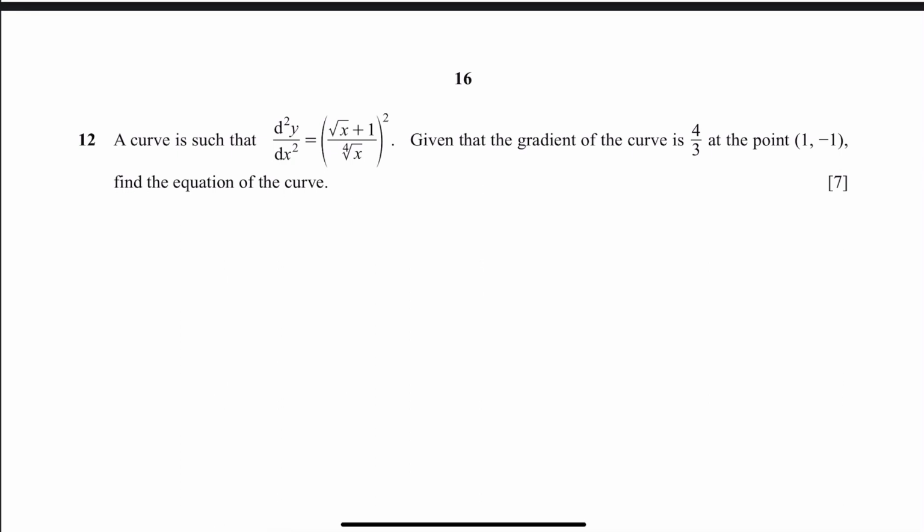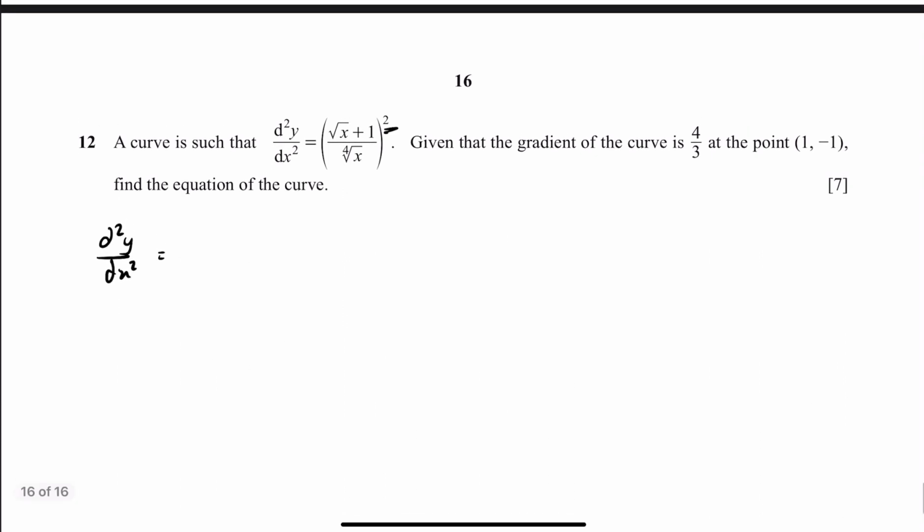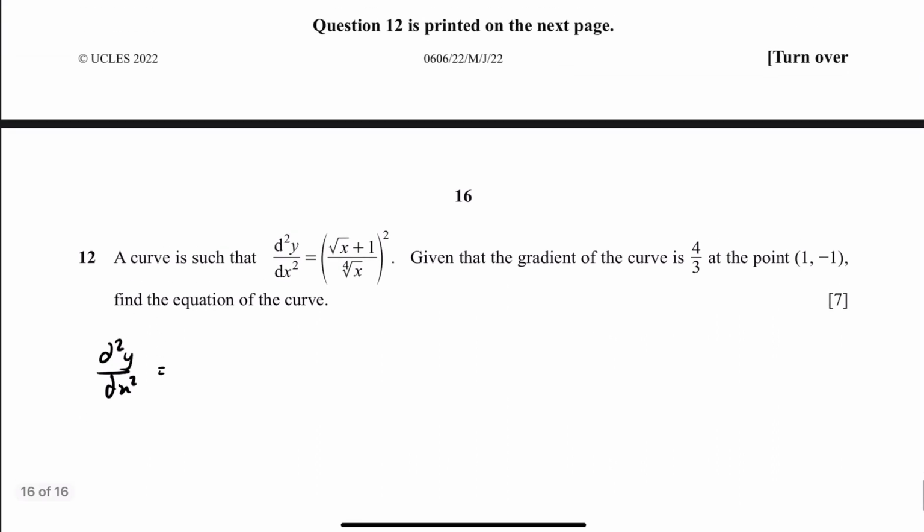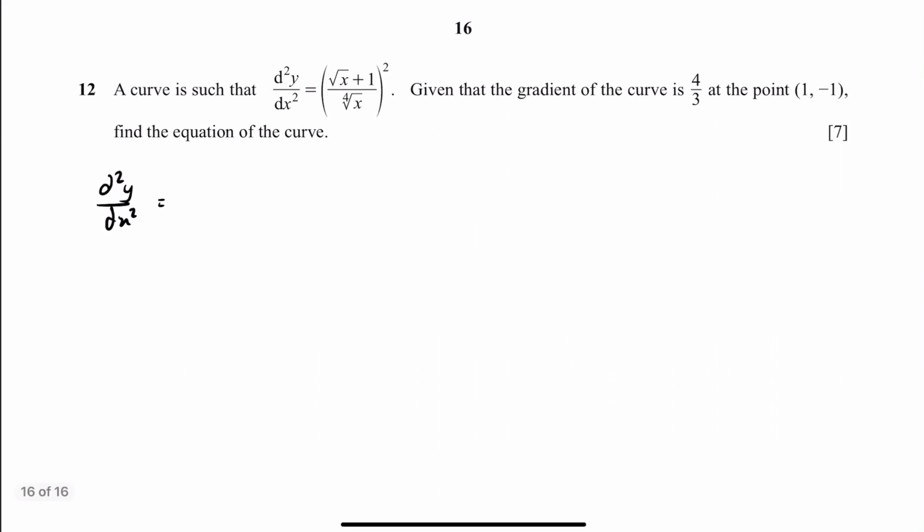So let's first simplify this d squared y over dx squared. So we have d squared y over dx squared, and let's just square this expression, given that it has a square sign here, is equal to root x plus 1 squared over, and then we got the 4th root of x, so that's going to become the root of x instead. And this is equal to x plus 1 plus 2 root x over root x.